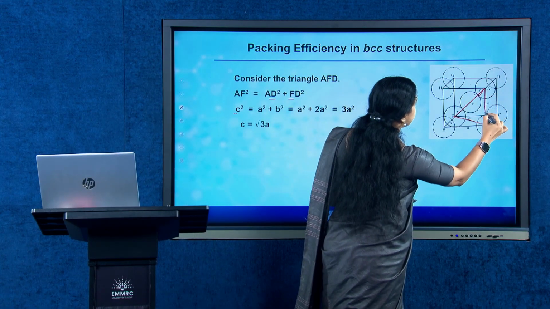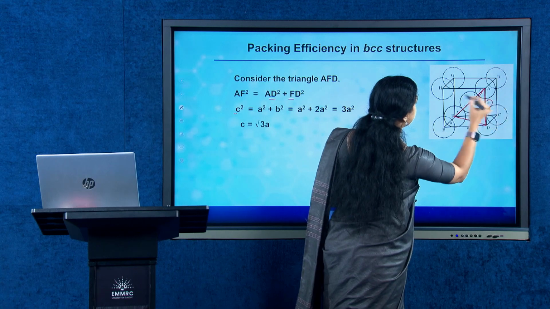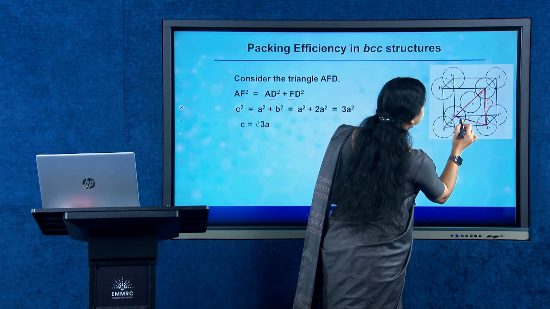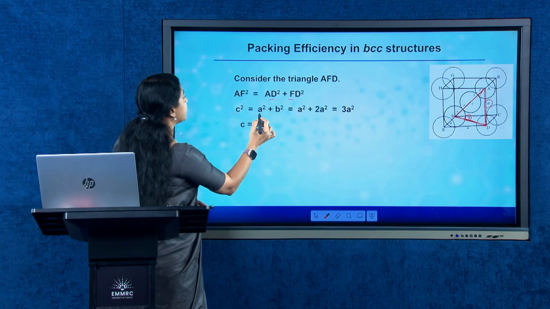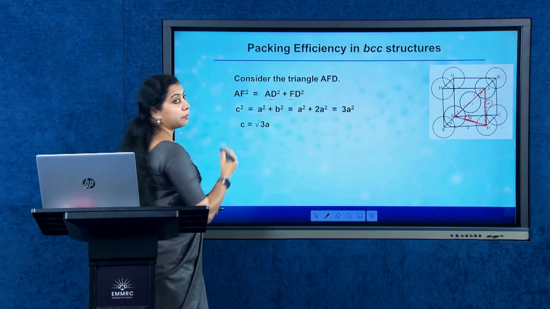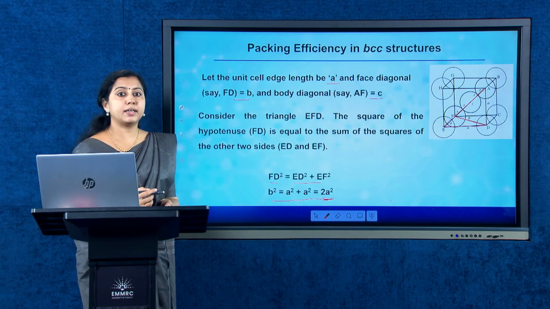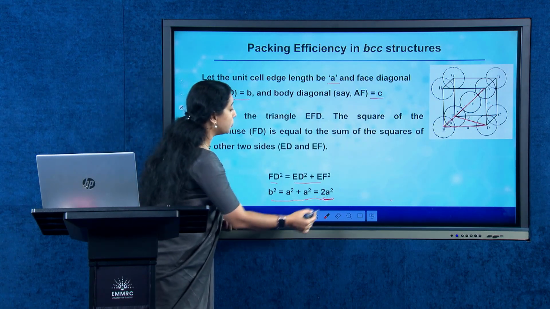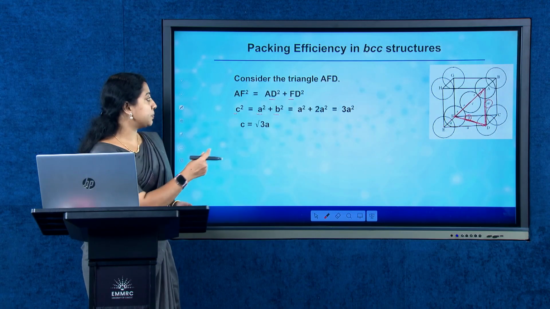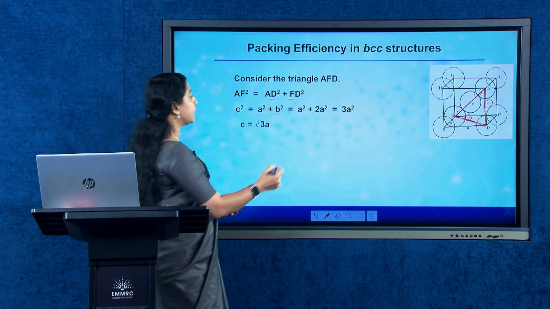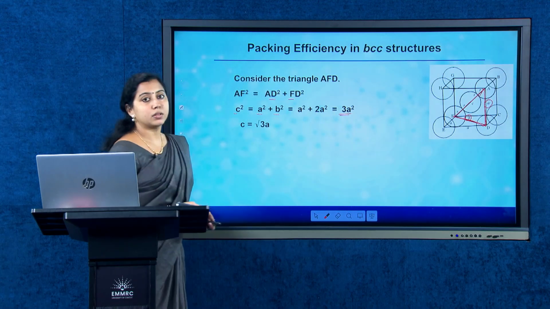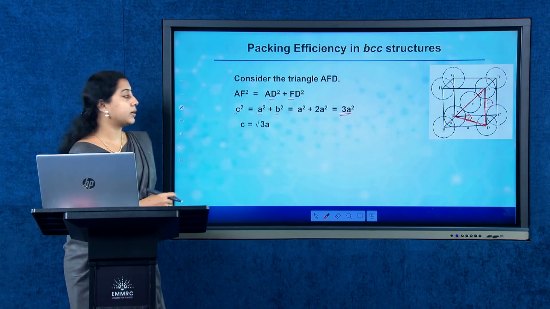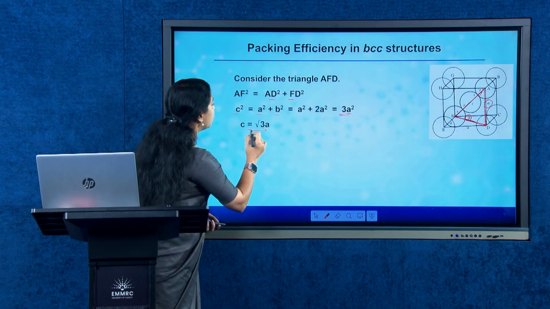AD, you can see that it is the edge length, it is A. Now, FD is the face diagonal, so it is represented as B. So, C square is equal to A square plus B square. Previously we got B square is equal to 2A square. So, substituting the value of B square, we get A square plus 2A square is equal to 3A square. So, if C square is equal to 3A square, then we get C equals root 3 A.